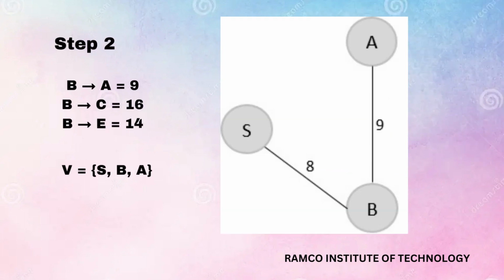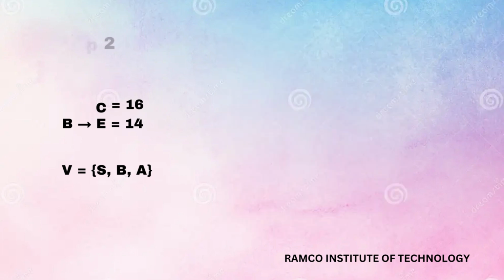Since B is the last visited in the output spanning tree, we need to find the least cost edge that is connected to the vertex B. B to A has the weight 9, B to C has the weight 16, B to E has the weight 14. Among these edges, B to A has the minimum weight. So B to A is added into the output graph, and the vertex A is added to the output array. So V contains S, B, A.